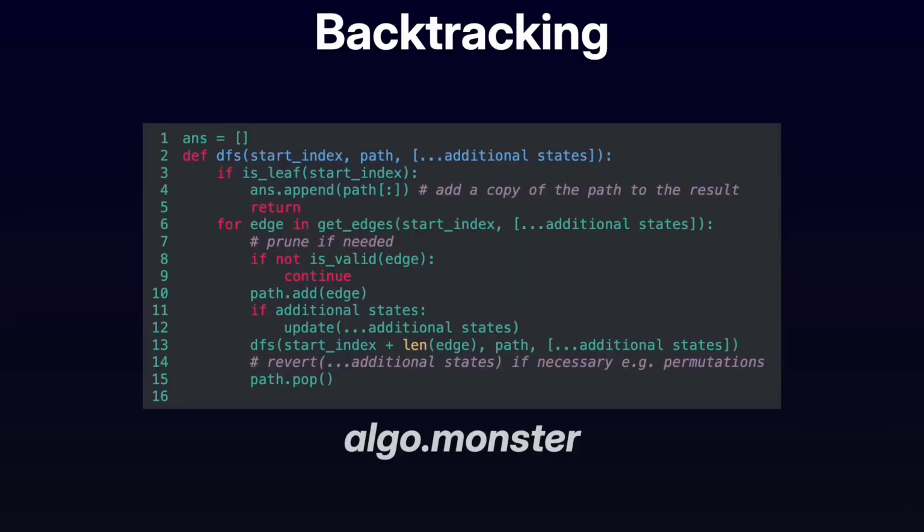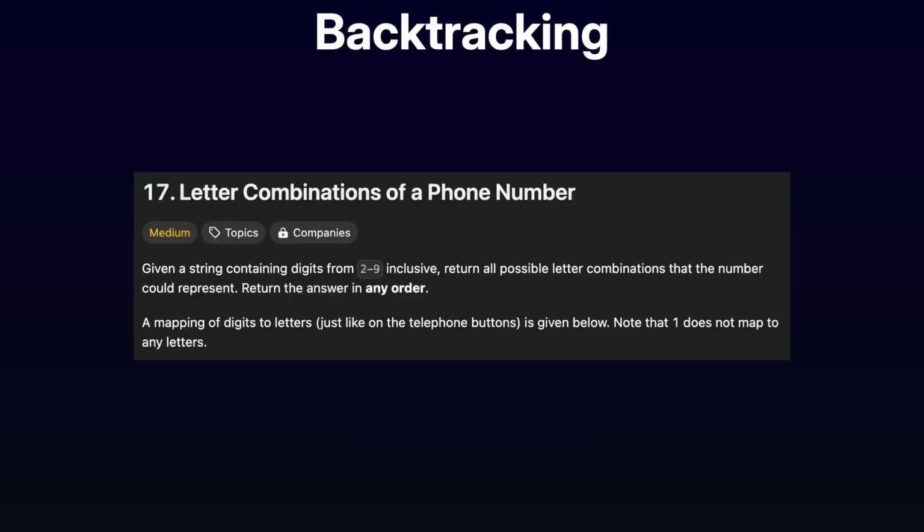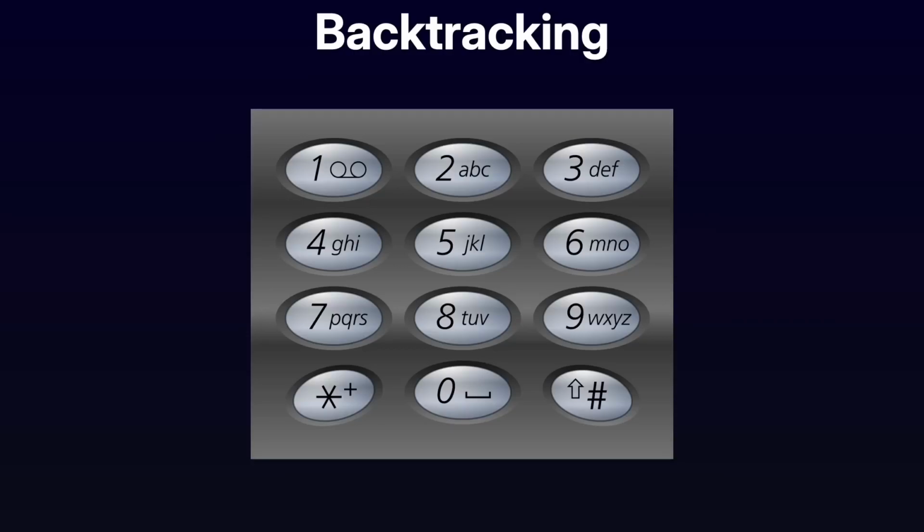Now, let's walk through it by solving a LeetCode problem. Letter combinations of a phone number. In this problem, we're given a string of digits, typically from 2 to 9, and we need to return all the possible letter combinations that the digits could represent using the mapping of a phone keypad.